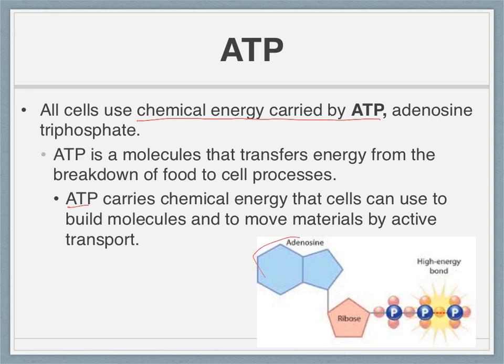It is made up of an adenosine molecule, ribose sugar, and 3 phosphate groups. Energy is released when the bond holding the second and third phosphate together is broken, releasing a bunch of energy, and this energy can be used for metabolic reactions.